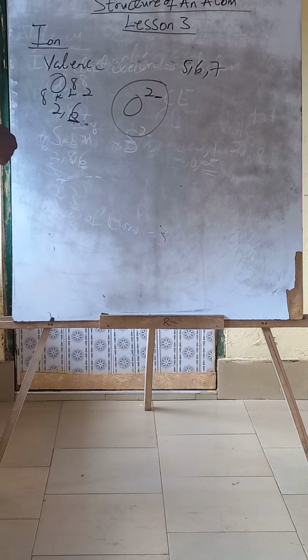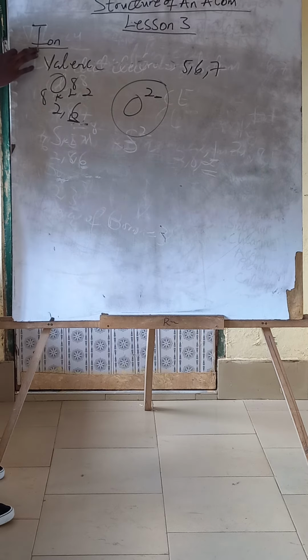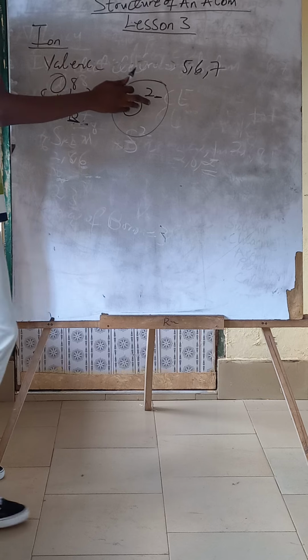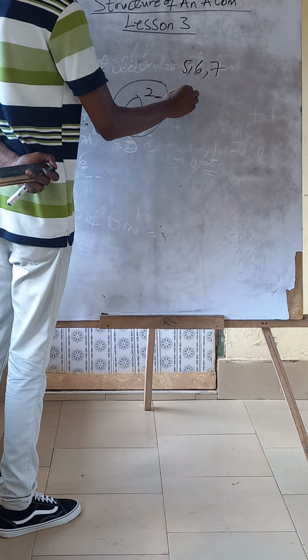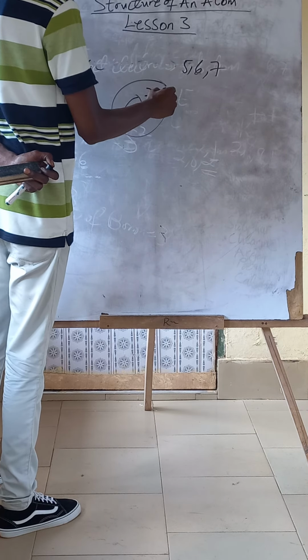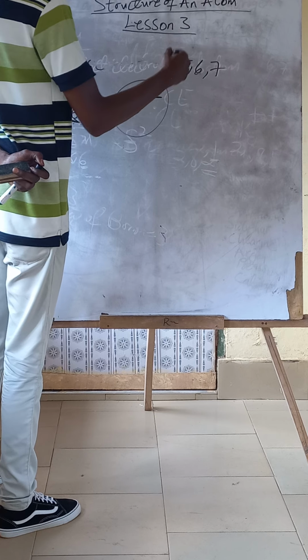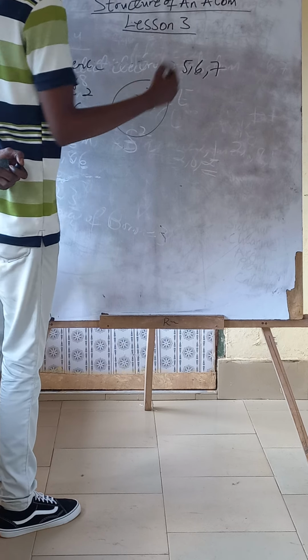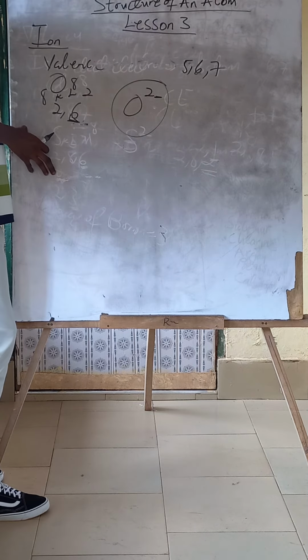So that is that. We have discussed electronic configuration, how to determine valency, and we have now discussed ions. So this is an ion. A negatively charged ion is called an anion, and a positively charged ion is called a cation. So this brings us to the end of our lesson.